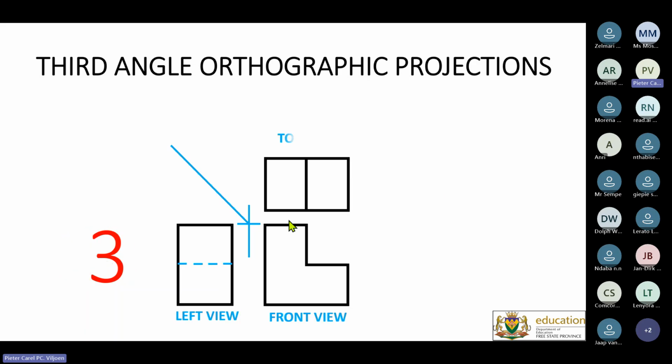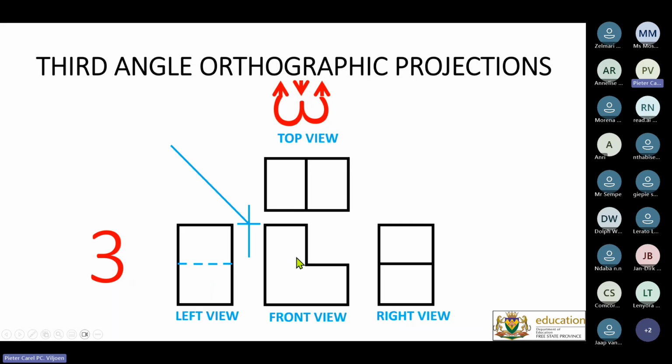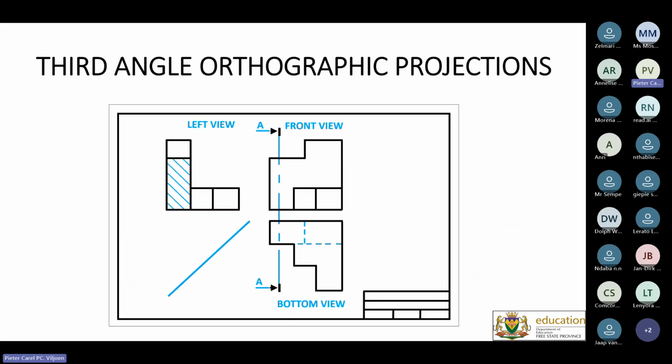If that's the front view, the top view will be above, and the left view to the left, right view to the right. So if they stand next to each other, it can be the front view, left view, or right view. If they stand on top of each other, it gives away the game by saying this must be the front view and that must be the top view. All right. So the same with section drawings. This is a model. This is what the grade 10s can expect.